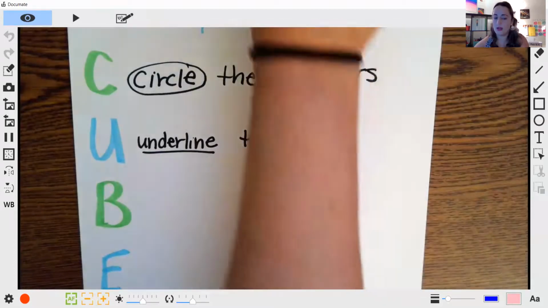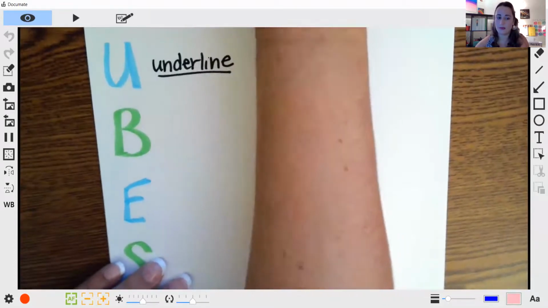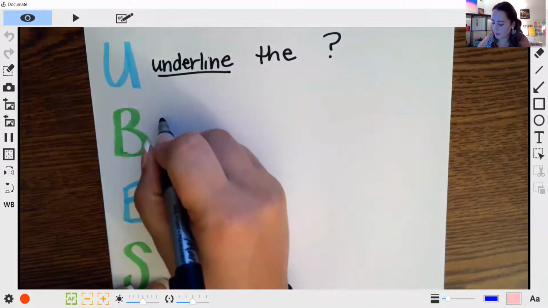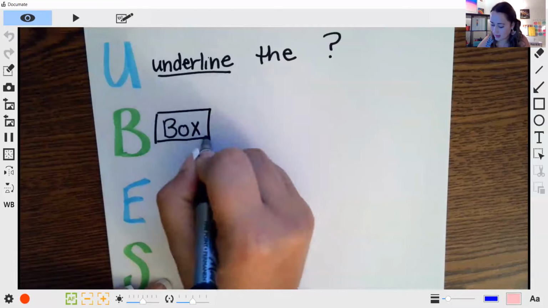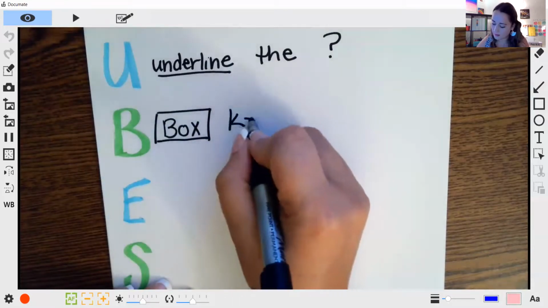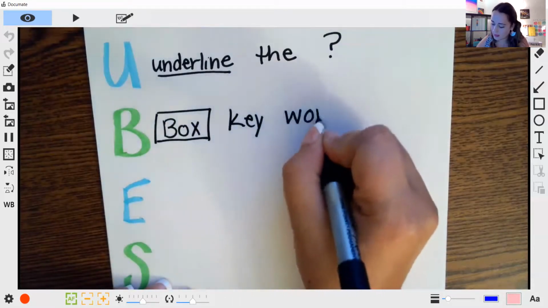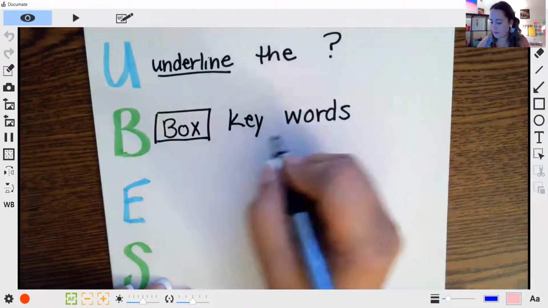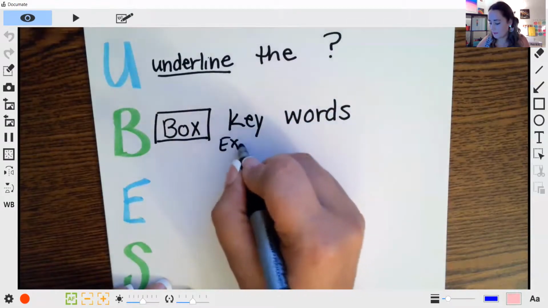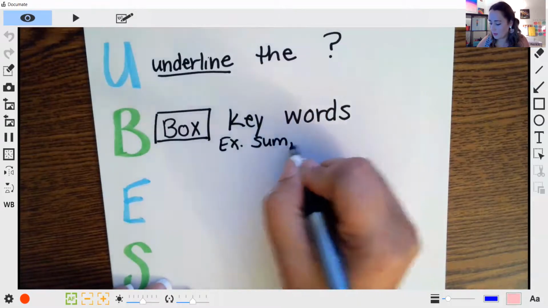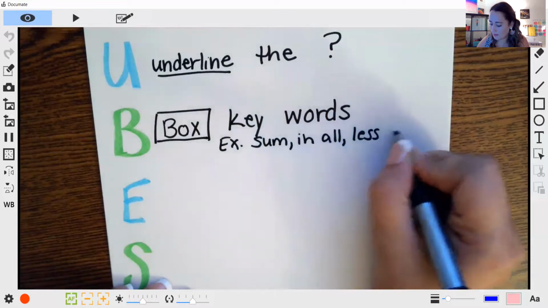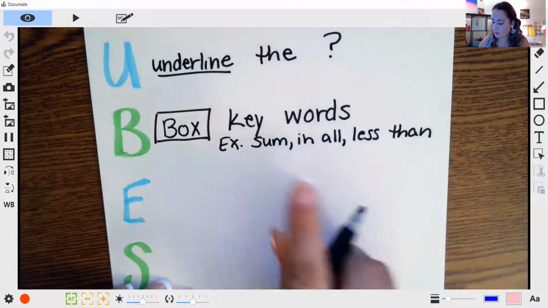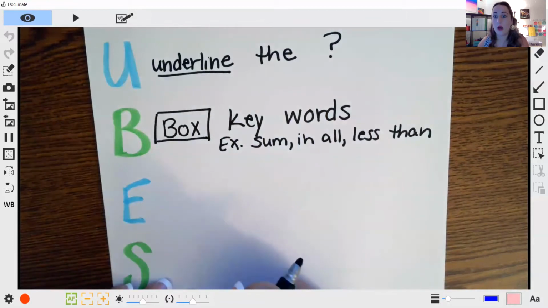So now we're on to B, okay? And B is going to stand for box, just like this, keywords. Keywords like, let's think, and let me put an example here, like sum, or in all, or less than, okay? So anytime you see words like these that give you a clue, box them. We're going to call those keywords, okay?